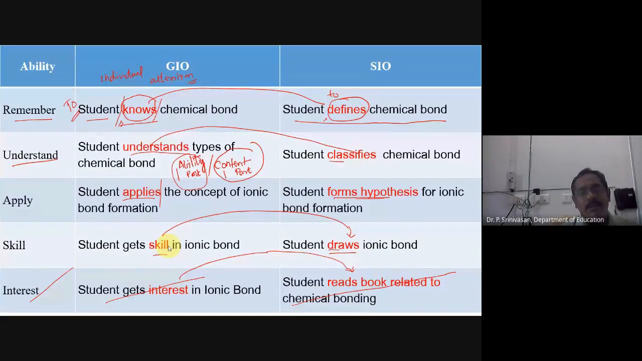Without "to" only we should write, and it should contain 2 parts, an ability part and a content part. You should not have more than 1 ability and more than 1 content part. You cannot have two captains for a single ship. If there are 2 captains, one captain will tell it to go right, the other will tell it to go left, and then the ship will not go anywhere. Likewise, for an objective, we should have only 1 ability and 1 content part, not more than that. So it's very simple.